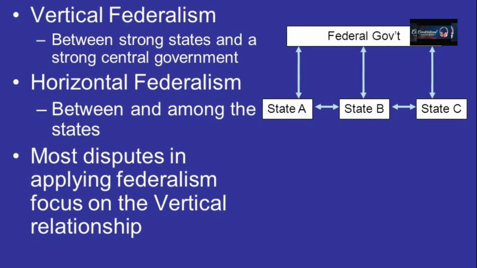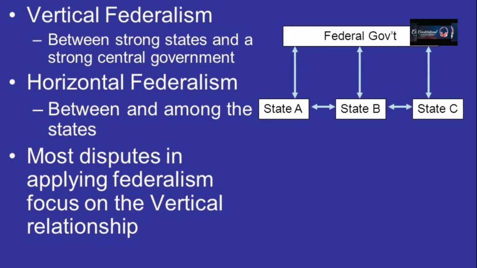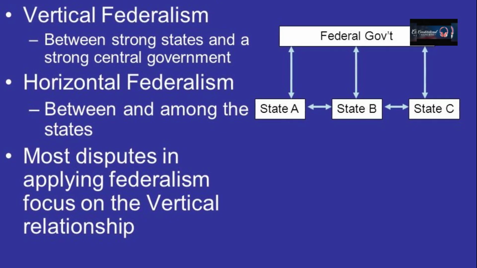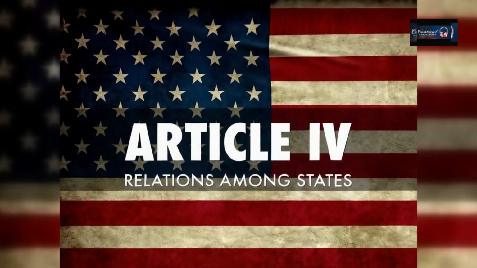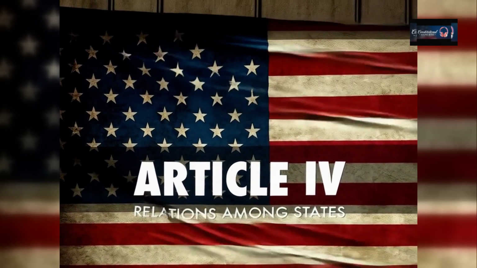The full faith and credit clause is a crucial element of what constitutional scholars call horizontal federalism, the relationships among states within the federal system. Article 4, Section 2 addresses privileges, immunities, extradition, and fugitive slaves.